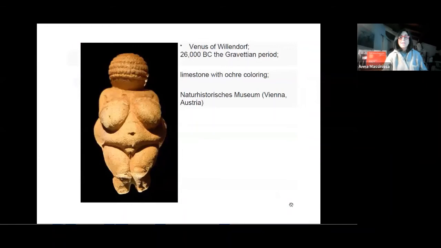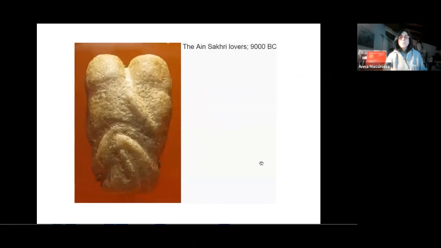And this is another example from 20,000 years before Christ. It is a Venus, one of the very many Venuses found in different cultures all over the world, and it represents the importance of the mother in ancient times. And I think it's beautiful in the way it is presented, the way the artist interpreted it. This is another sculpture done in stone, and it represents two lovers.